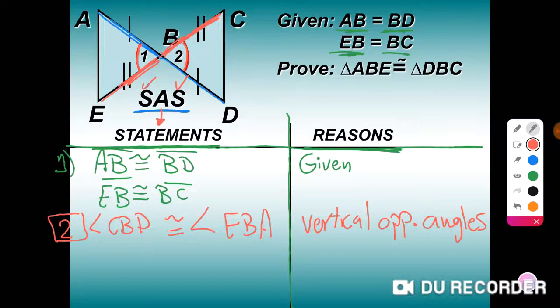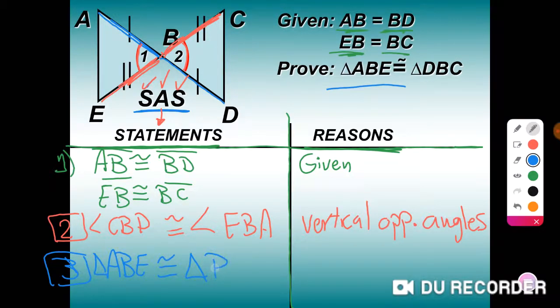Okay? And since I could prove all parts, I have to conclude my proof, step number 3. So I can say that triangle ABE is congruent to the triangle DBC. And the reason for that is side angle side theorem.